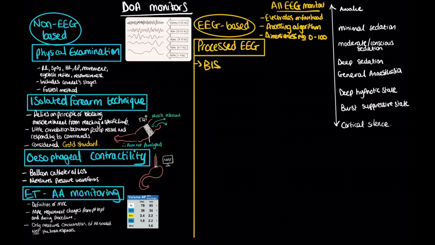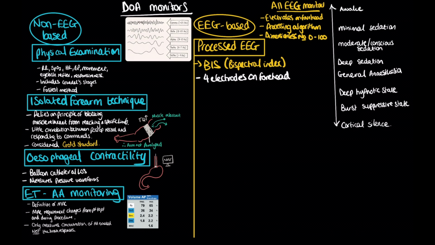BIS stands for Bispectral Index. It's the most commonly used EEG-based monitor in the UK. 4 electrodes are placed on the forehead to produce a dimensionless number between 0 and 100. Above 90 is awake or alert, between 60 and 90 is where post-operative recall is possible. Between 40 and 60, it's classed as a surgical plane of anaesthesia, where the probability of explicit recall is low.